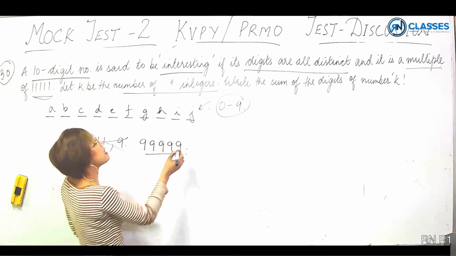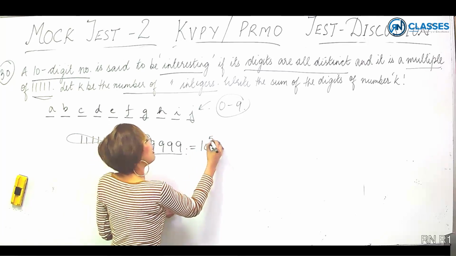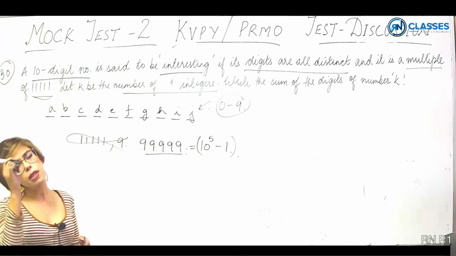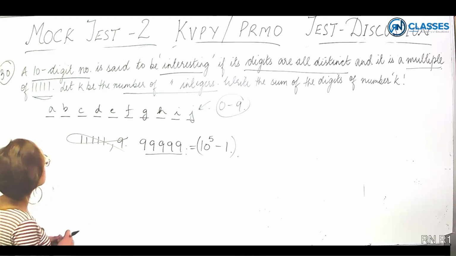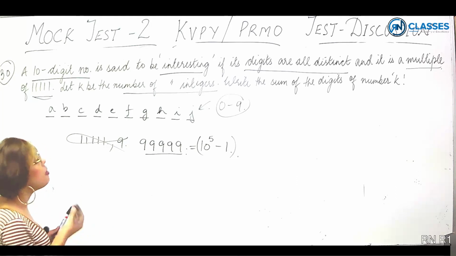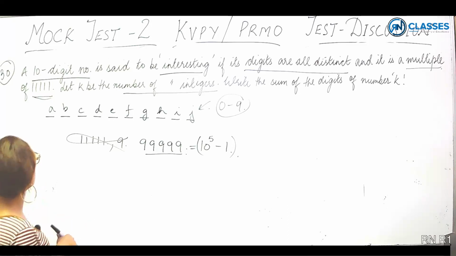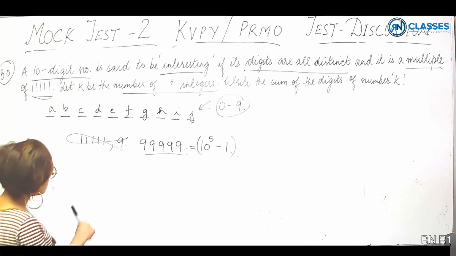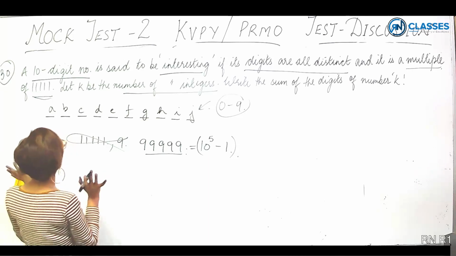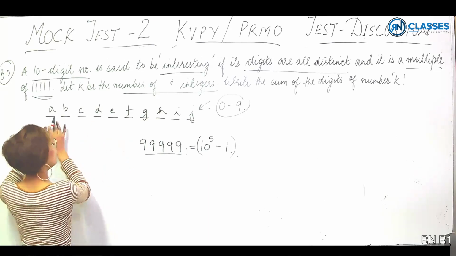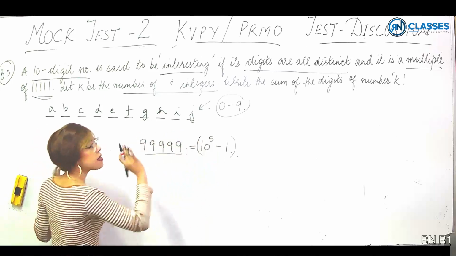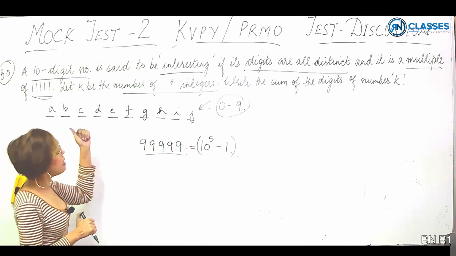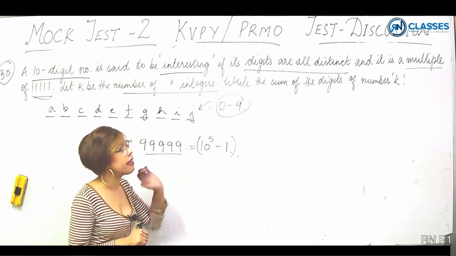99,999 comes. So basically this is nothing but 10 raised to power 5 minus 1. But the question is, what is the benefit of this? I need to find the number of interesting digits, so basically the corresponding values of A, B, C, and so on till J. Now I only know that this number is divisible by this. Since I'm talking about divisibility, somehow I need to generate 10 raised to power 5.